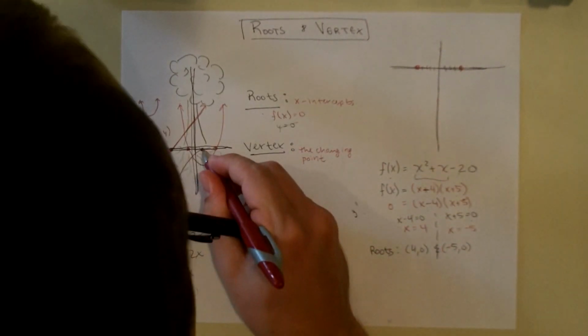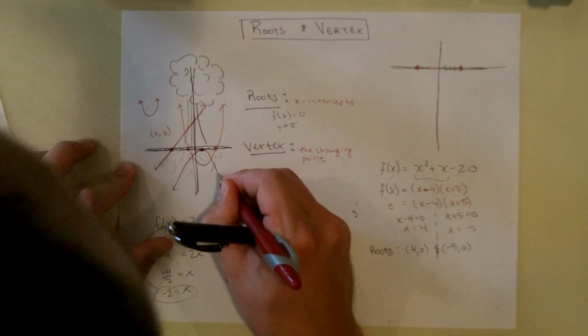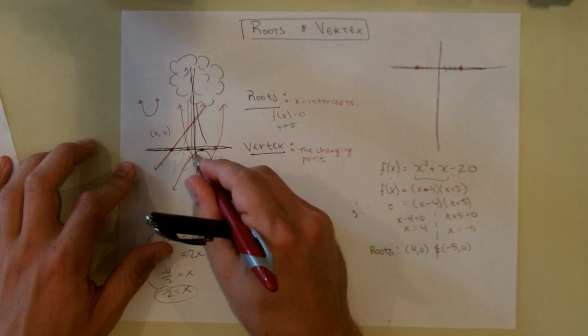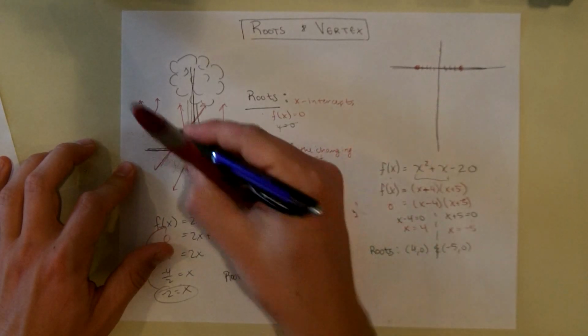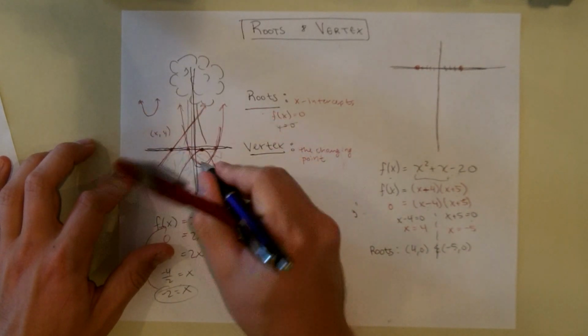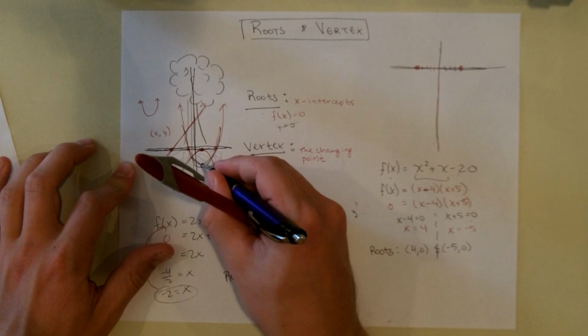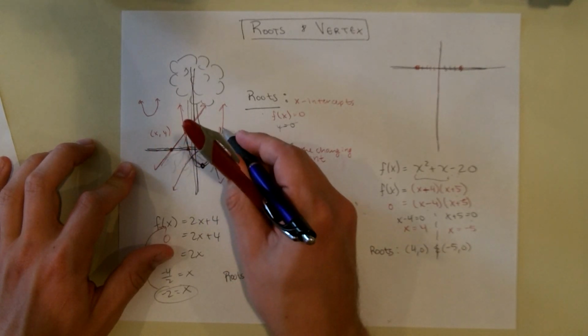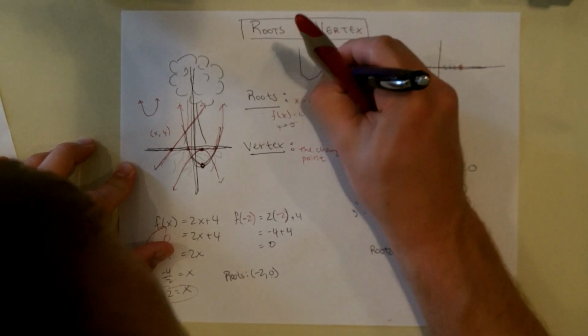So for our example right here, the vertex is where it stops increasing and now it begins to decrease. So it changes from increasing to decreasing. In this parabola right here, the vertex is right there because it changed from decreasing to now the slope is increasing. Okay? The nice thing about parabolas is that they're symmetric.